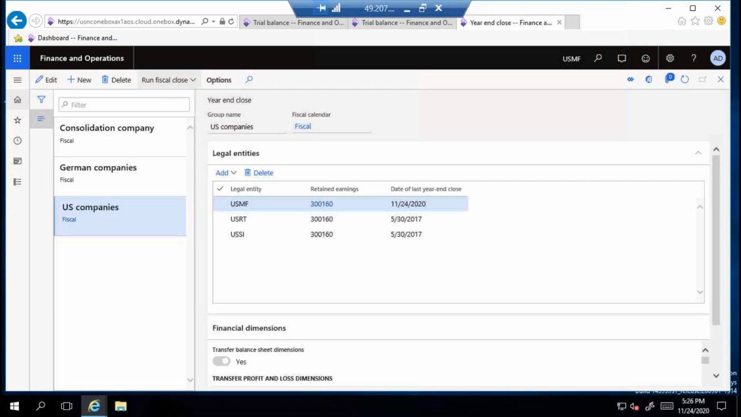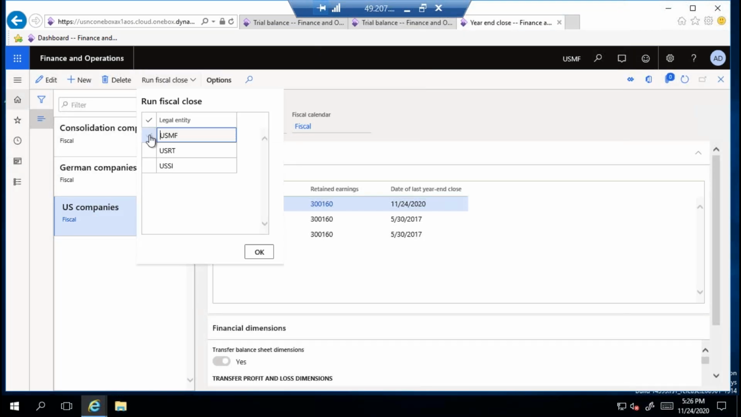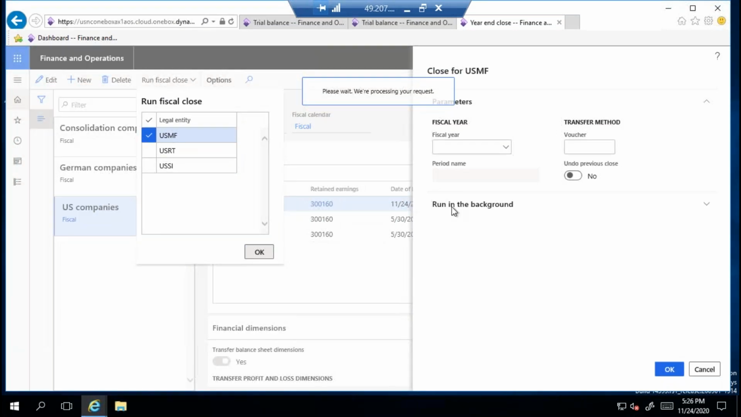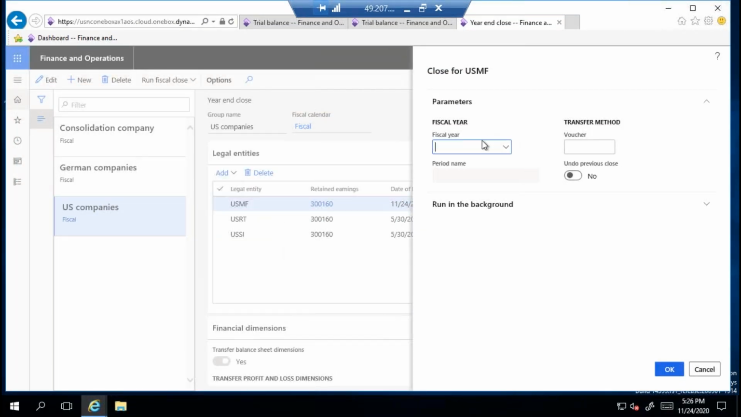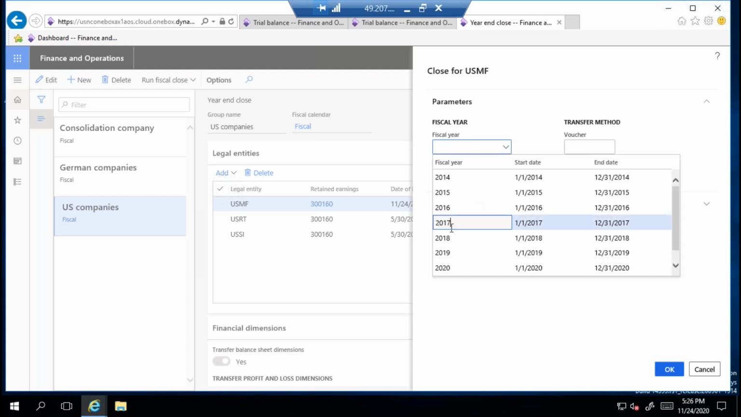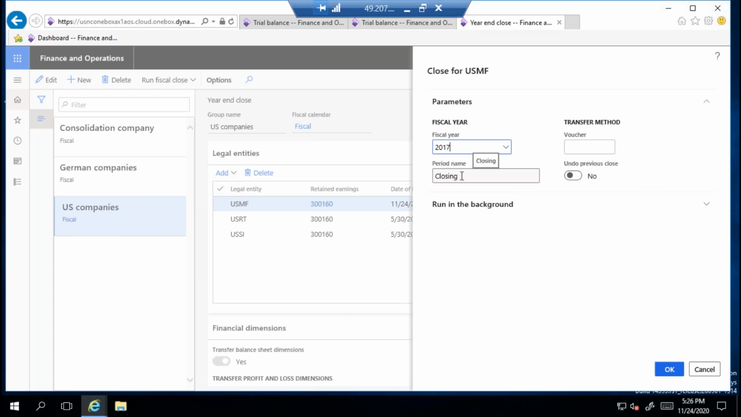Here you can click run fiscal year, select the legal entity, click OK, and select the financial year, which year you want. In 2012, you need to select manually the last day of the financial year. Here it is not required. In 2012, the system will provide you, you can select any date, but here nothing. If you select the year, automatically it will capture the last day of the financial year.